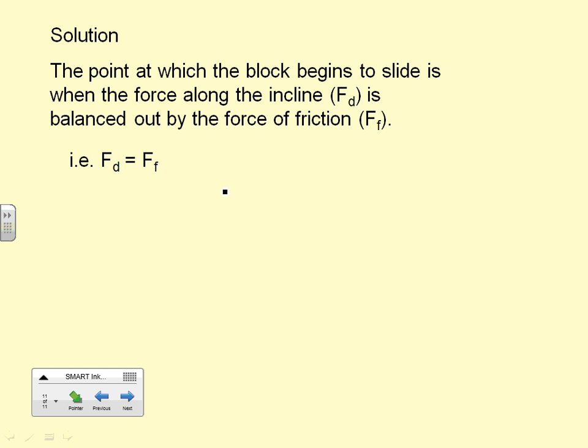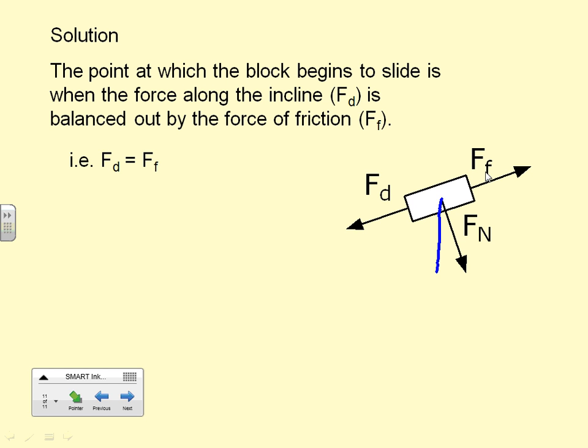The point at which the block begins to slide is when the force along the incline, the FD, is balanced out by the force of friction, FF. In other words, the FD is exactly equal to FF. Write that down, that's kind of important. When it's moving at a constant speed, the FD must equal the FF.